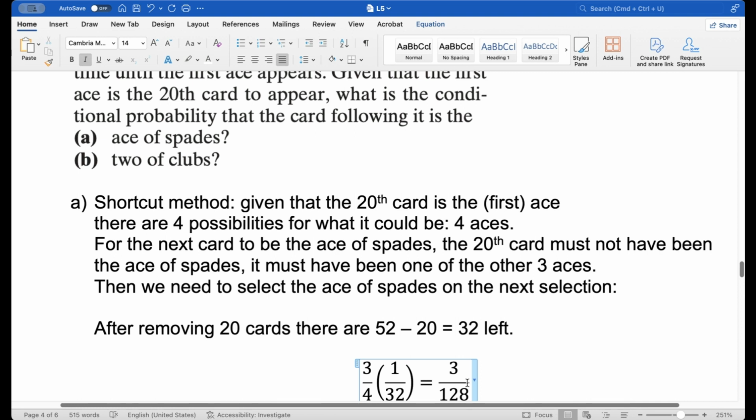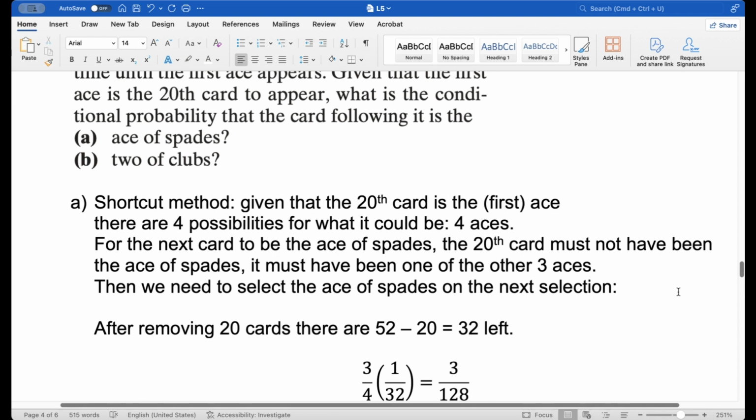Now, on the next draw, you want to get the ace of spades. There's only one ace of spades in the deck. And how many cards are left? We've removed 20. There's 32 cards remaining. So the probability of getting that ace of spades is 1 out of 32, after the 3/4 to make sure we didn't get it on the 20th selection. So it's just 3 over 4 times 1 out of 32, which is 3 over 128.